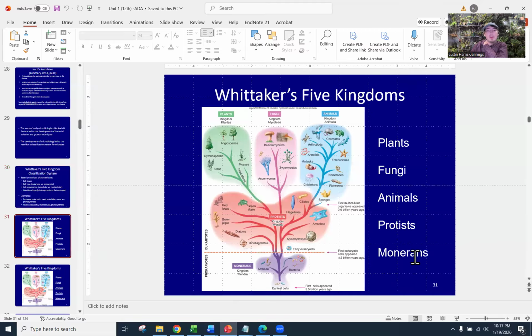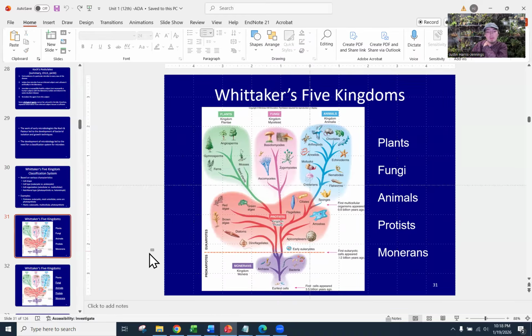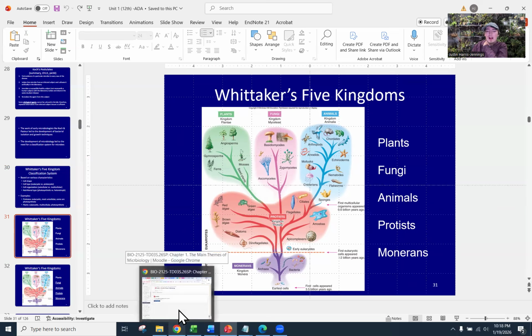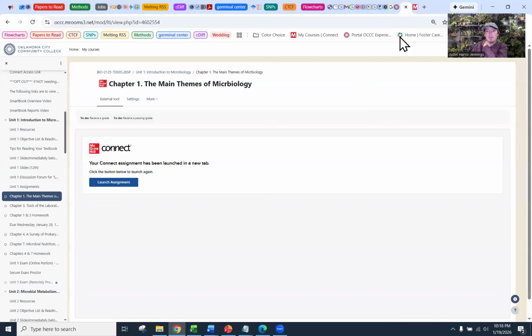And so Whitaker came up with this classification system where you have plants, fungi, and animals, which all came from protists, and those came from monerans. And monerans are your bacteria and your archaea. Your archaea are these more extreme versions of bacteria that's at a very naive level. However, this isn't the actual agreed upon tree of life anymore.